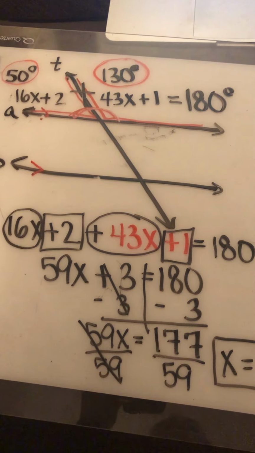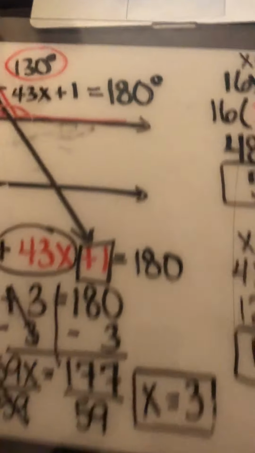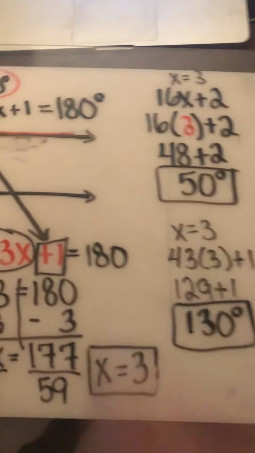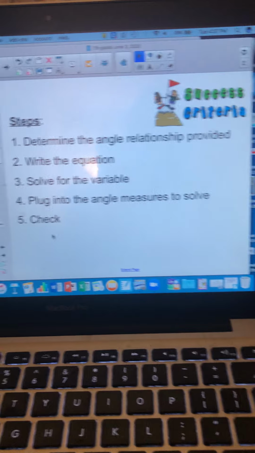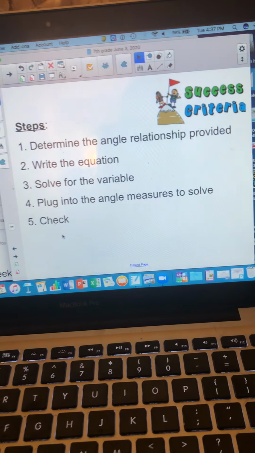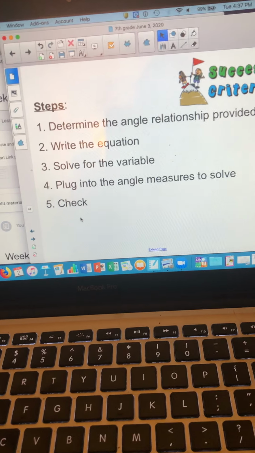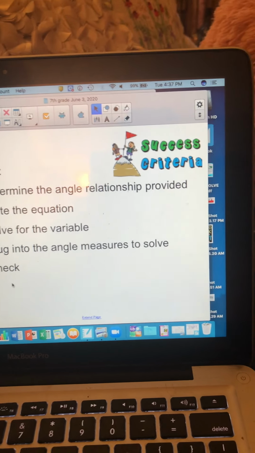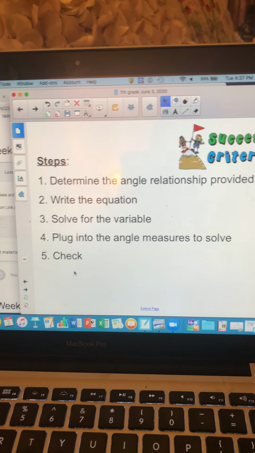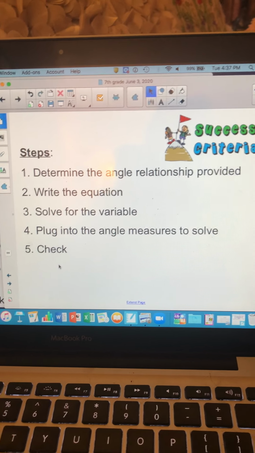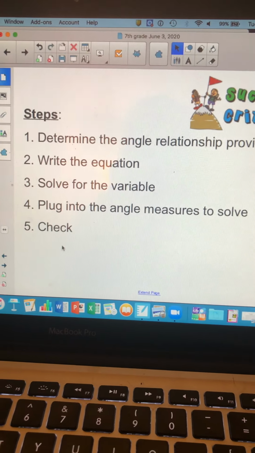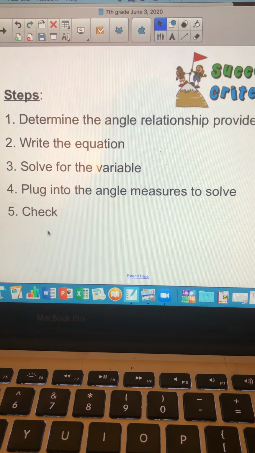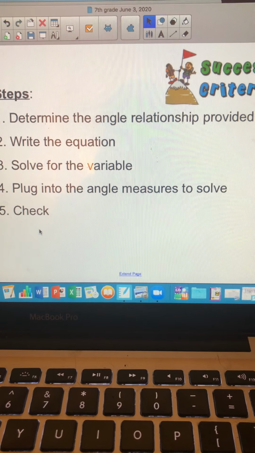So every time you're given a picture like this, here are the steps you're going to take to find these measures. I'm just going to show it to you one more time before I erase. First thing you want to do is determine the angle relationship provided. So what does that mean? That means exactly what we just did. When I showed you that picture, I walked you through my thought process. Are these angles supplementary? Are they equal to each other? What's their relationship? So once we figure that out, we can write our equation. We were able to write that equation equal to 180 because our example was supplementary. Sometimes they're going to be congruent, so you make them equal.